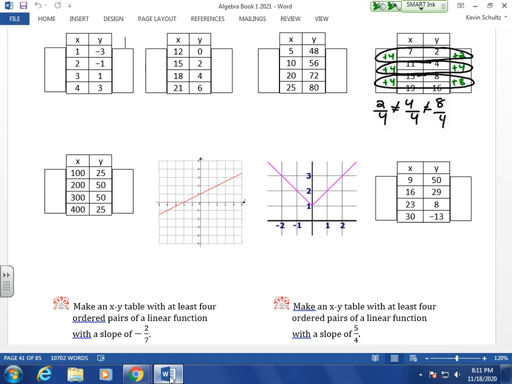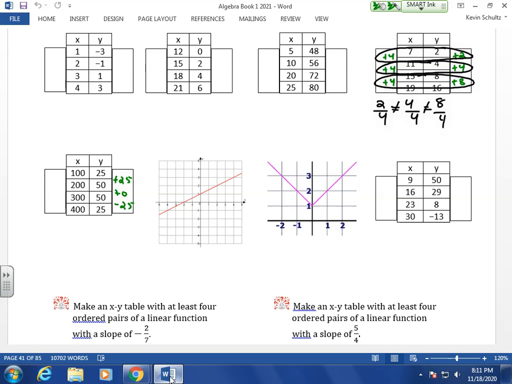Going down the y column here, to get from 25 to 50 is plus 25. Then we stay at 50, so plus 0. And then we subtract 25 to get down to 25 again. This is not looking promising whatsoever.